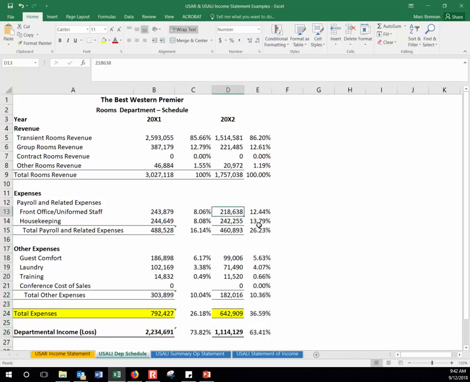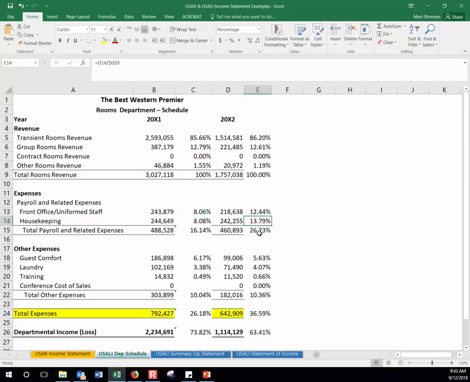So if we take a look at 2012, we had less revenue, and we had less front office and uniform staff expense as far as our payroll goes. It went down, but if you take a look as a percentage of revenue, it actually went up. So my labor cost for front office was 8.06% in 2011 when I had more revenue. This year, it's 12.44%. This number should have gone down even more, okay? Because if I was able to run at 8% labor cost when I had more revenue, I shouldn't have this high a percentage. Housekeeping would then compare these two.